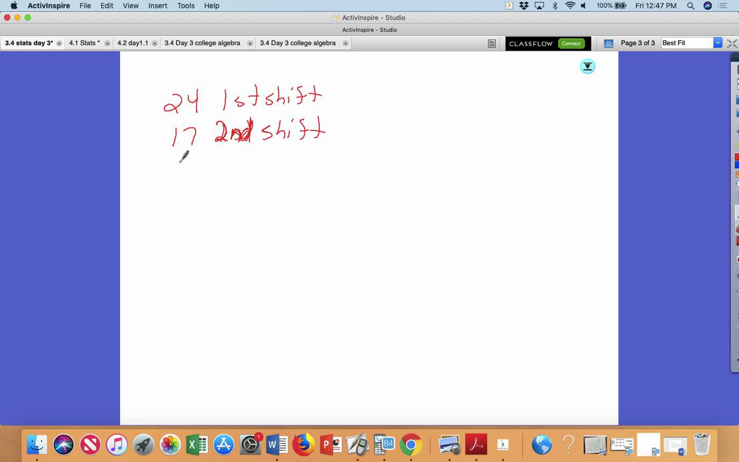Okay, so number 51 says that we've got 24 first shift workers. Can you say that really fast 5 times probably? Maybe not, right? First shift workers, first shift workers. Okay, and we got 17 second shift workers. So we have a total of 41 employees, okay?